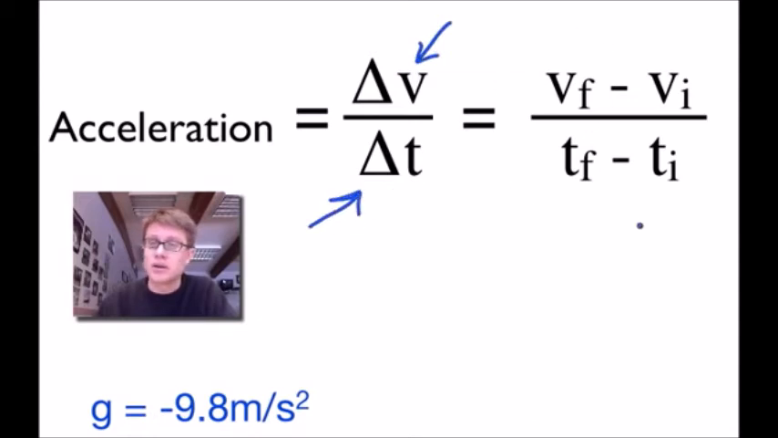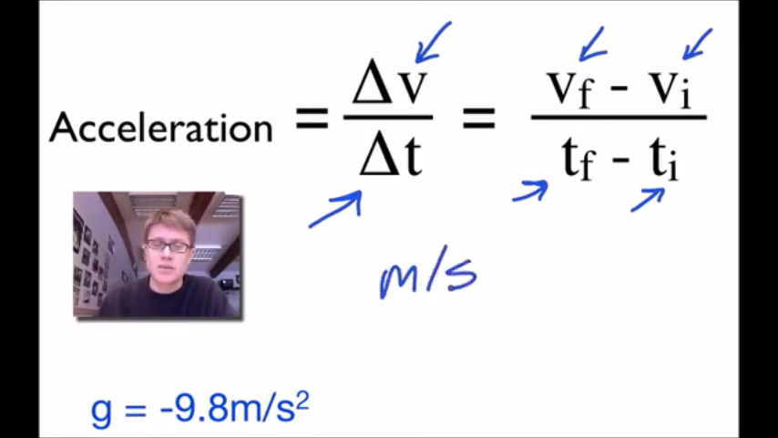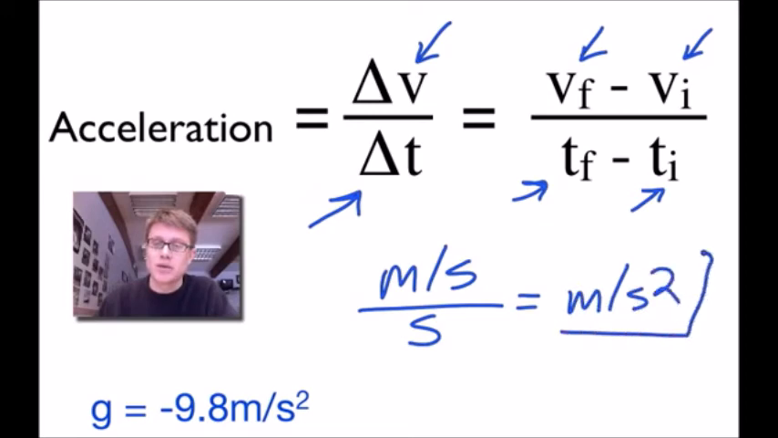If you look, the equation here is very similar. We take the final velocity minus the initial velocity, over time. Now the units: velocity is measured in meters per second, and so lots of times we'll just write meters per second squared. This is the acceleration.